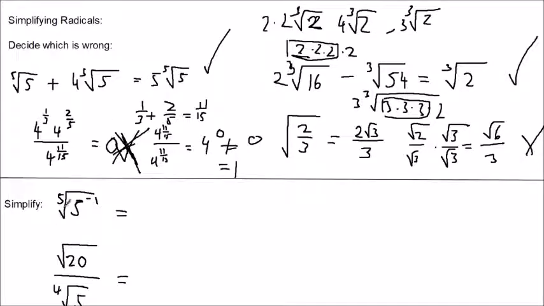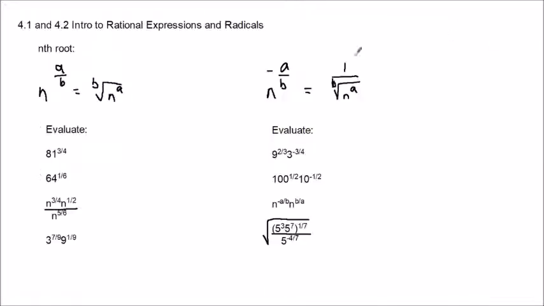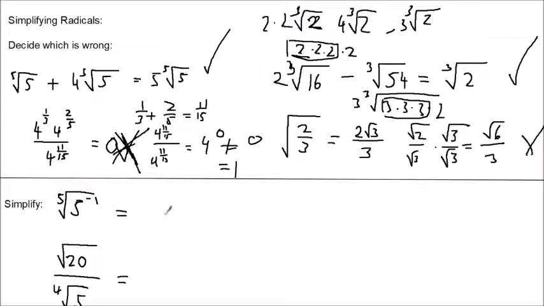Simplify. 5th root of 5 to the negative 1. What's 5 to the negative 1? First of all, 5 to the negative 1, you go back to this slide, you will see it's 5 whatever to the negative, it's 1 over it. So 5 to the negative 1 is just 1 over 5.